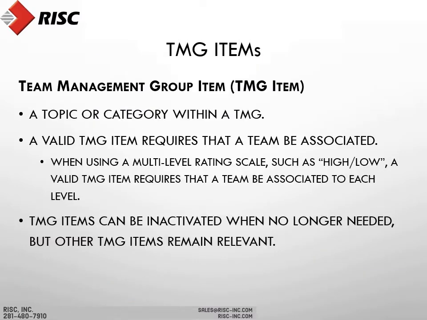Now, what is a team management group item, or a TMG item? An item represents a topic or category within a TMG. A valid TMG item requires that a team be associated, so when a primary supervisor selects that rating, there is a team to add the person to. When using a multi-level rating scale such as high-low, a valid TMG item requires that a team be associated to each level. So if your primary supervisor rates your need for Excel training as high, you get a more in-depth course, whereas if they rate you low, you might just get an introductory course.